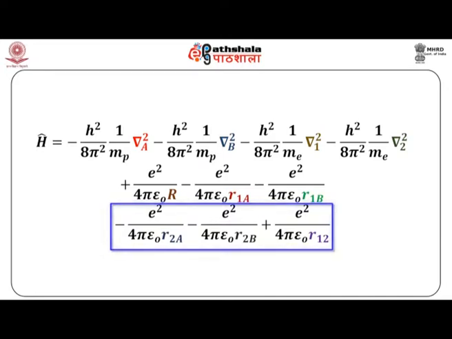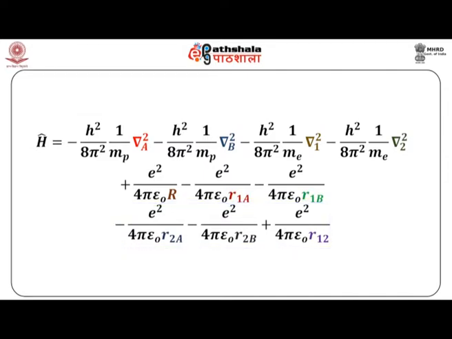And lastly, we have the electron repulsion term, and because it is a repulsion term, here it is positive: plus e square upon 4 pi epsilon 0 r12. So you can see here that there are 10 terms in the Hamiltonian of the hydrogen molecule.